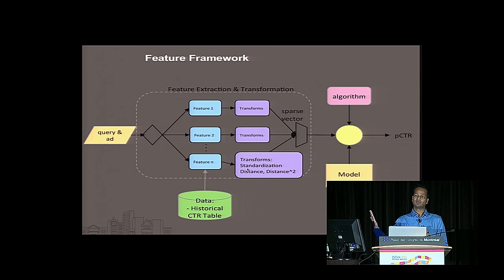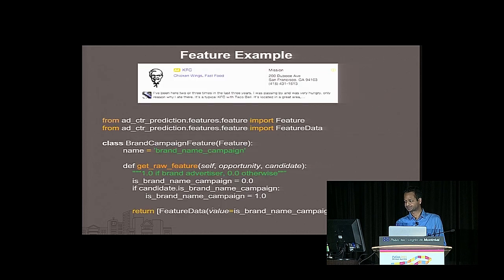One thing I forgot to mention earlier is that we're using logistic regression. And logistic regression assumes that all the features are independent of each other, and in order to incorporate nonlinearity, you have to do these transforms. When we're doing the feature extraction, we also make use of our historical click-through rates for campaigns in the past, for different categories in the past, etc.